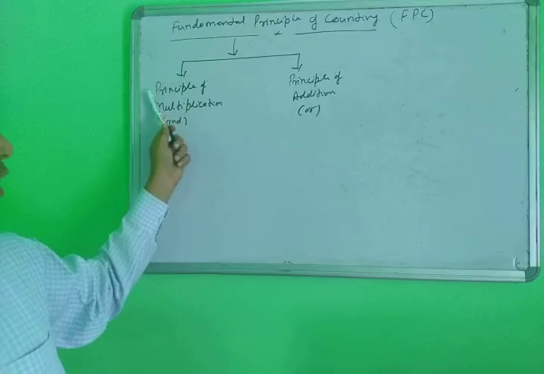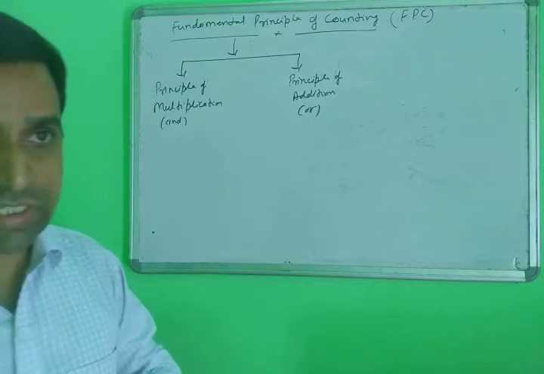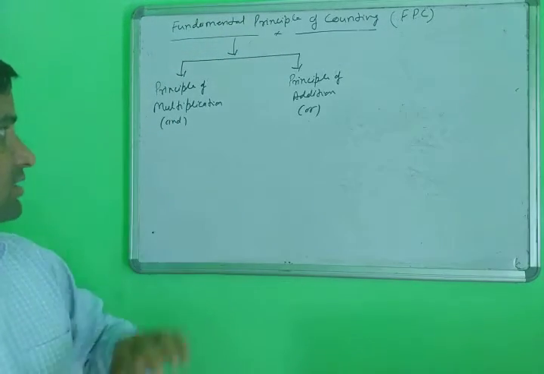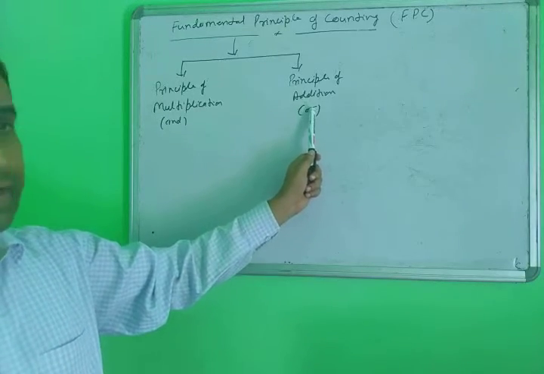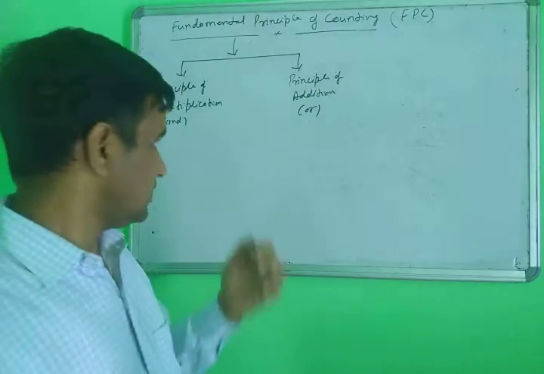This is the symbol AND, which means both will happen. Suppose you are given 2 things, 3 things, or any number of things, then you select everything; with OR, you select only one thing. This is independent, this is dependent. Let us take an example.